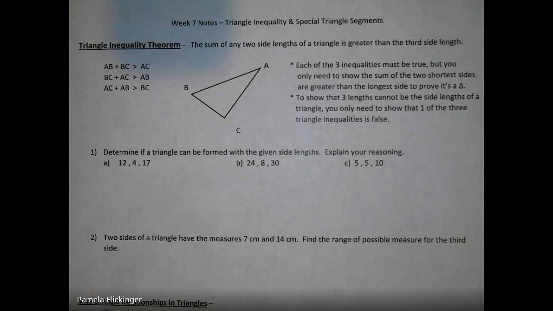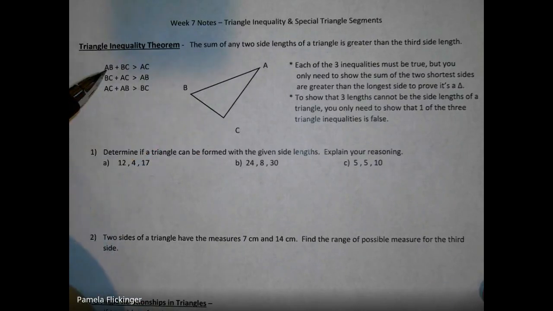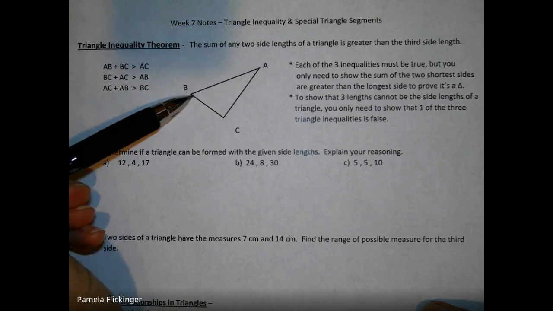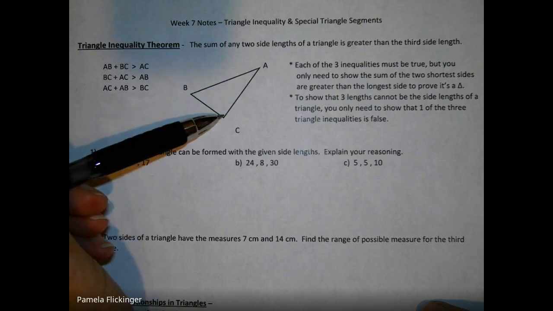Today we're going to talk about what's called the triangle inequality theorem. What this theorem says is that the sum of any two side lengths of a triangle is going to be greater than the third side length. Right? So if I had a triangle ABC, if I added the measure of side AB to the measure of side BC, the sum of those has to be greater than the third side.